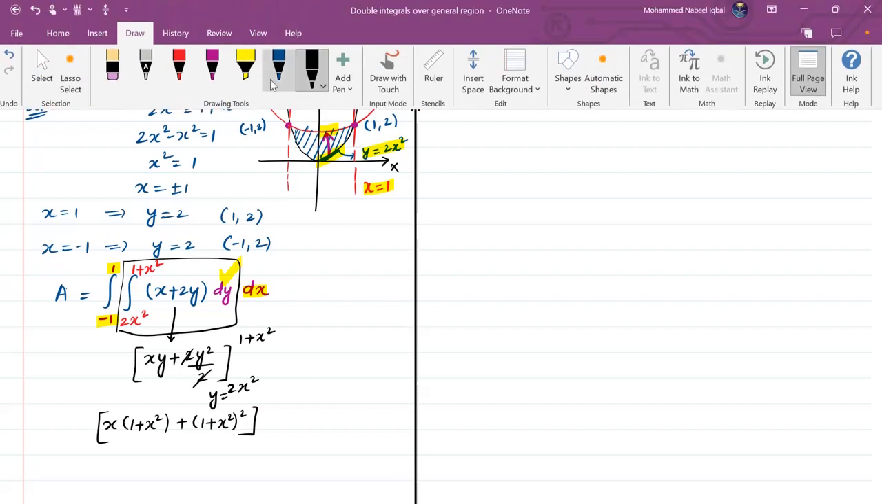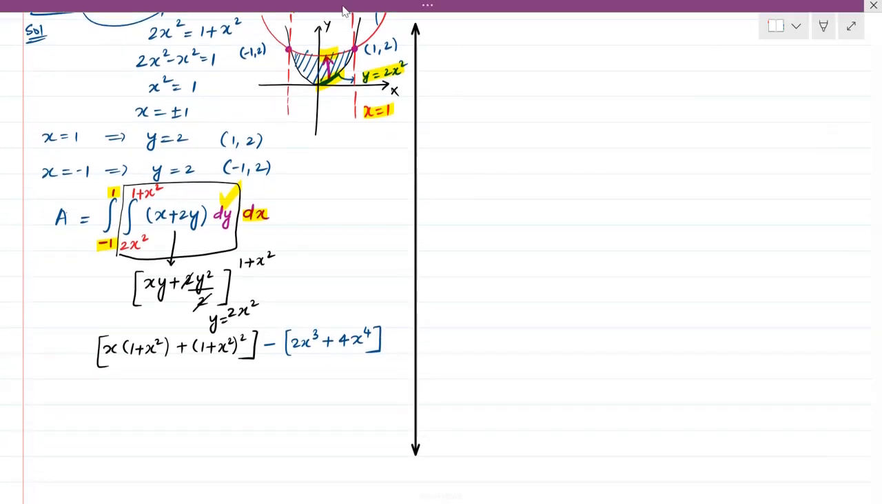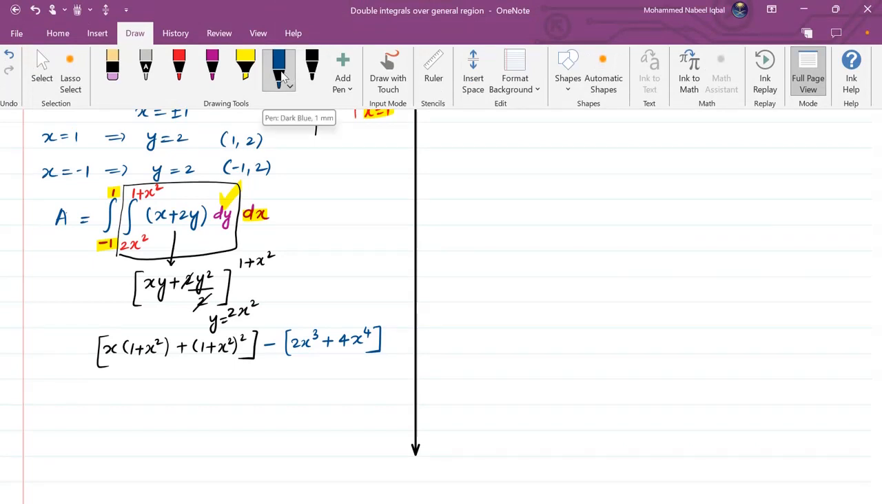Now when you substitute the lower limit, what happened? The lower limit becomes, here in place of y, you have to substitute 2x square. It becomes 2x power 3 plus 2 square of x square. What happened here? So 2 square, which is 4, and x square whole square, which is x power 4. So this is the upper limit minus lower limit. Now I simplify this one again. So what happened in this part?